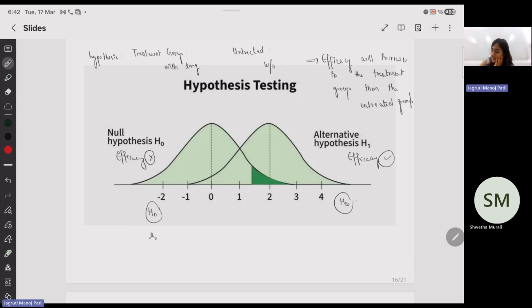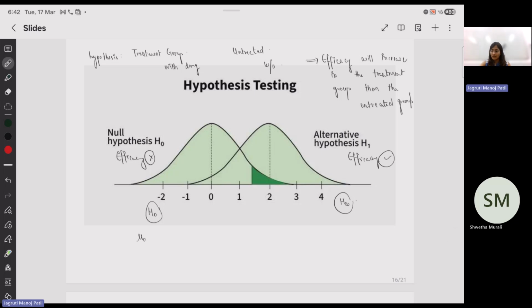Okay. So here it would be, let's say, mu naught and mu A. My null hypothesis would be that mu naught equals mu A, whereas my alternative hypothesis would be that it is not equal to. But in this case, I'm not looking at equals, right? What I'm looking at is that my efficacy won't be here, right?